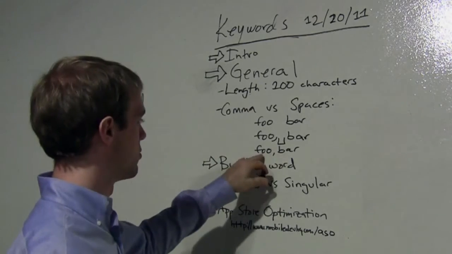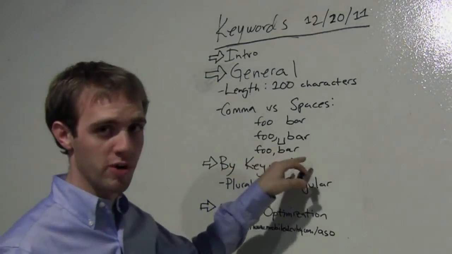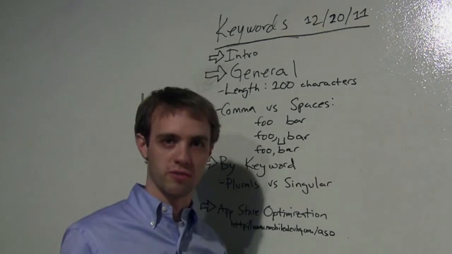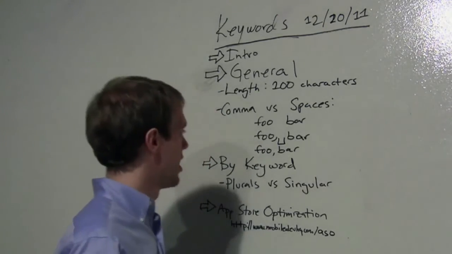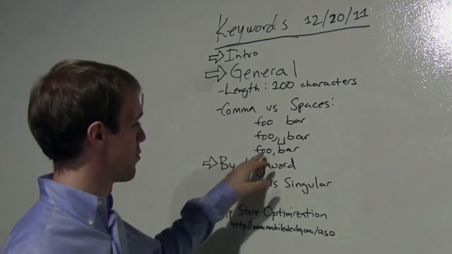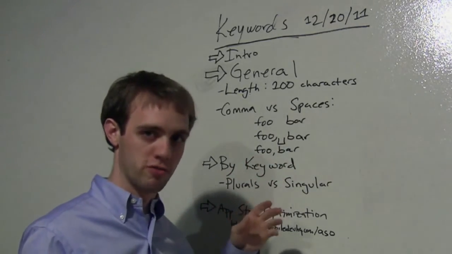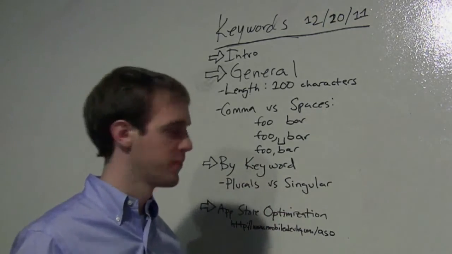So the third one is what you want. The third one is foo comma bar. And that allows you as a developer to have the least amount of wasted space, and also rank for both foo and bar. And Apple will be smart enough to also rank you then for foo bar.